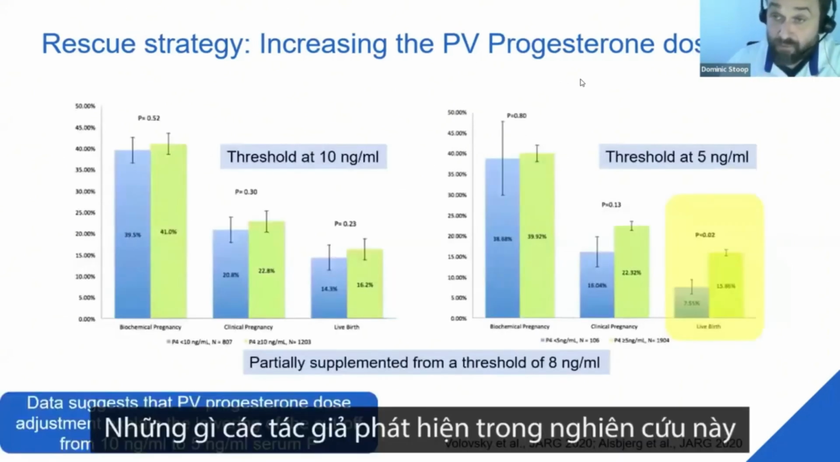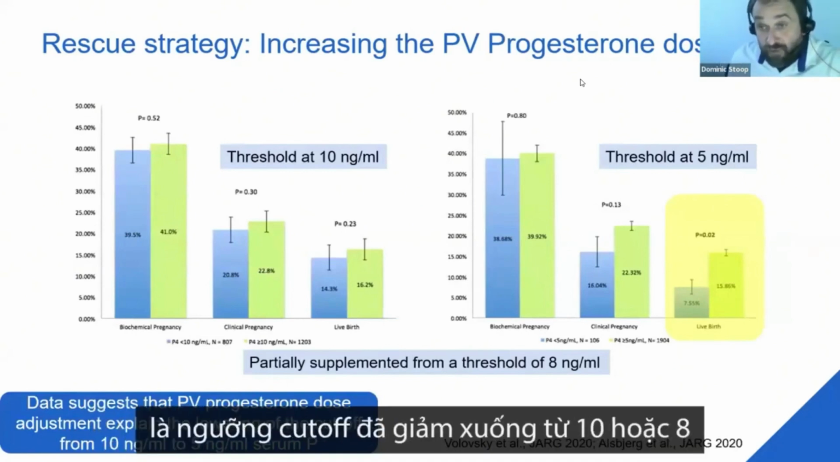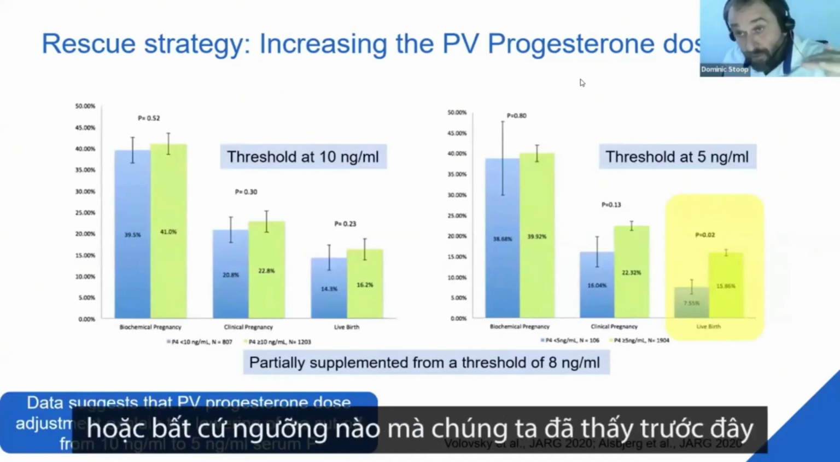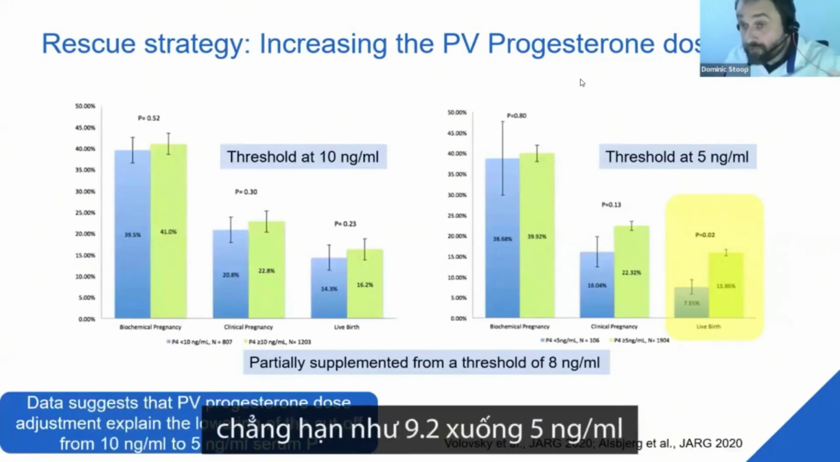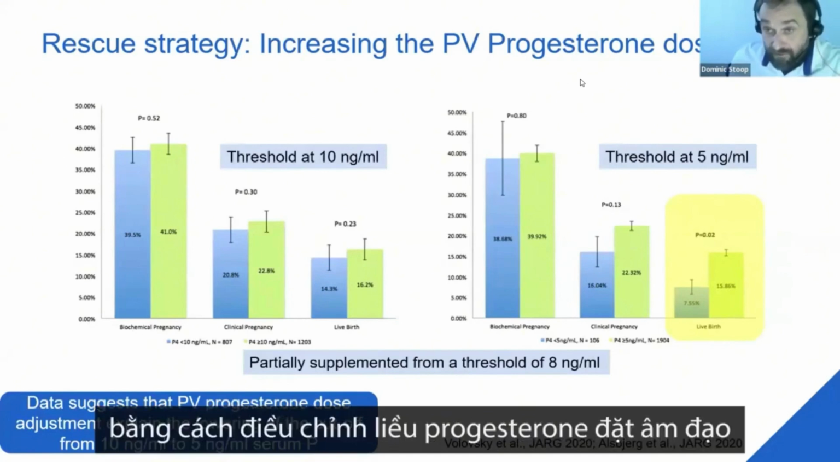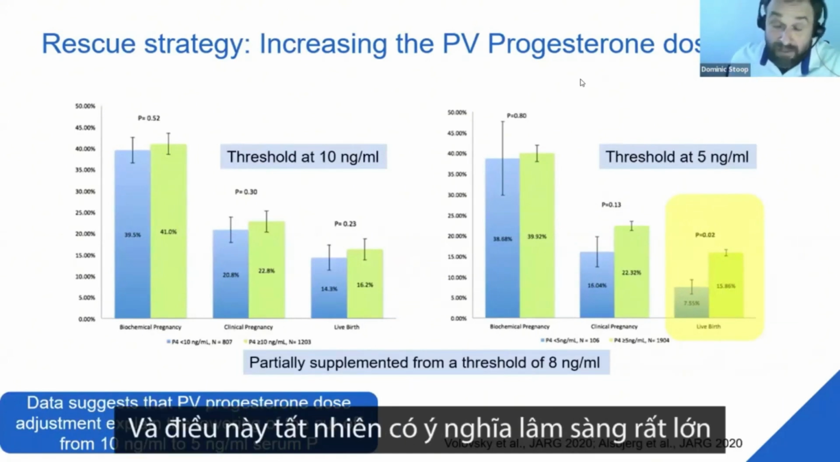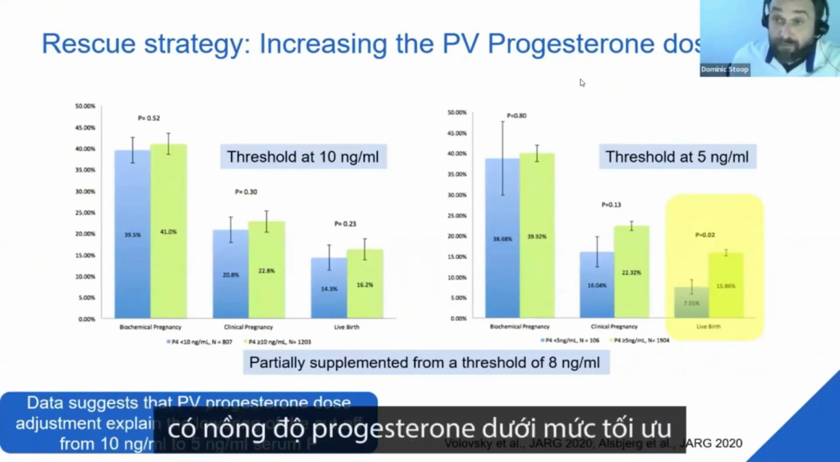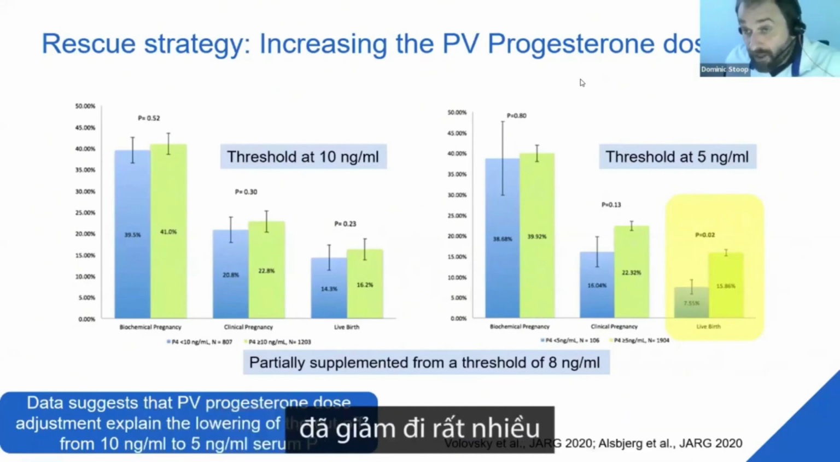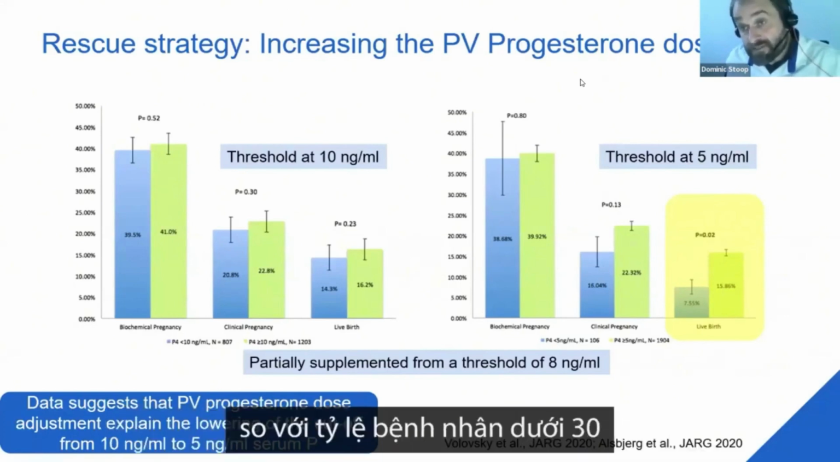What they saw in this study, which was basically an interventional study, is that the threshold came down from 10 or 8 or whatever we've seen before, 9.2, to 5 nanograms/ml. So basically, by modifying the amount of vaginal progesterone, by increasing it, the threshold has gone down. And this, of course, has a huge clinical effect, because the number of patients with suboptimal progesterone levels decreased a lot, and because the percentage of patients under 5 nanogram/ml is significantly lower than the percentage under 30.